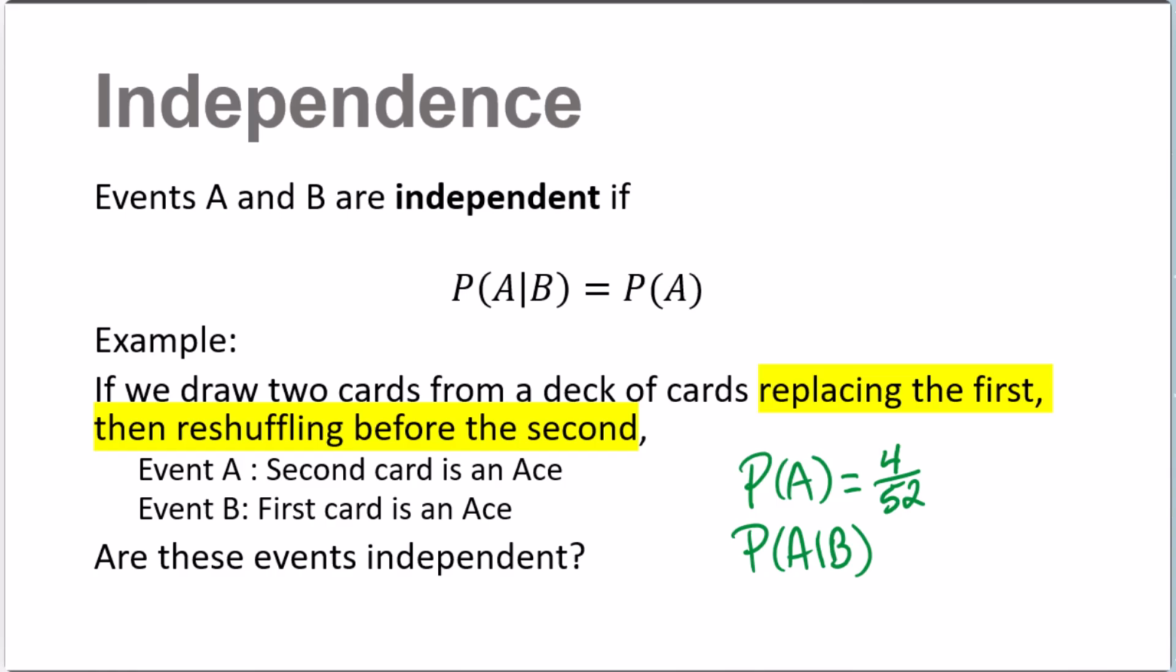The probability of A given B, so again, I'm assuming that B has already happened. So the first card we drew was an ace. But if I take that ace and put it back into the deck and reshuffle it, the probabilities for the second card are still exactly the same. This probability would still be 4 out of 52, because there are still 52 cards, there's still an equal chance of any of those cards happening because we reshuffled, and there are still 4 aces. So in this case, it's true that the probability of A given B is equal to the probability of A. So are these independent? Yes.